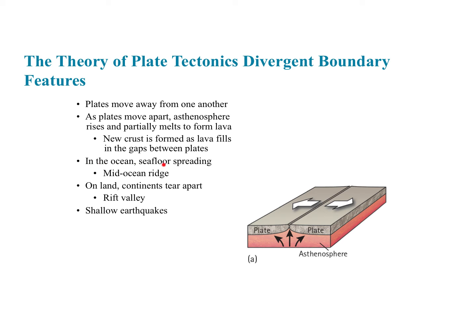In the ocean, this causes seafloor spreading, and this is particularly pronounced along the mid-ocean ridge. On land, continents tear apart because of this. There's a rift valley, and this kind of process causes shallow earthquakes, earthquakes that don't go very deep into the interior of the earth.